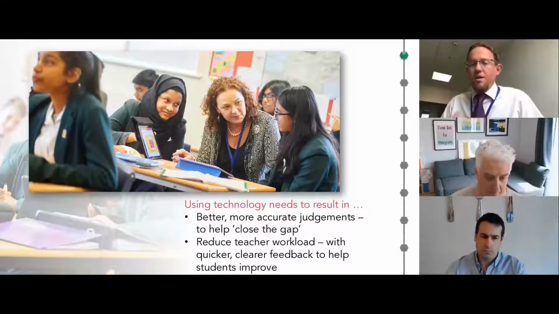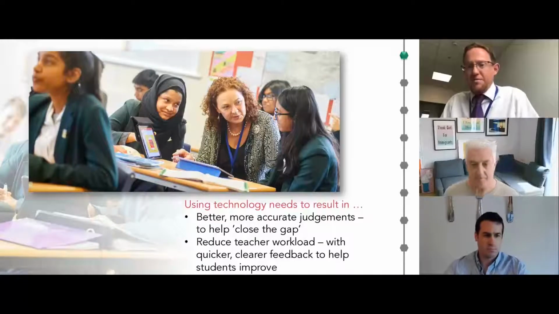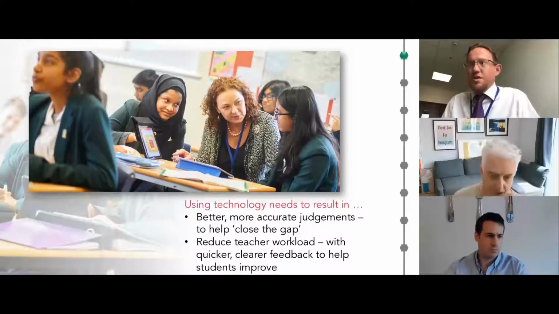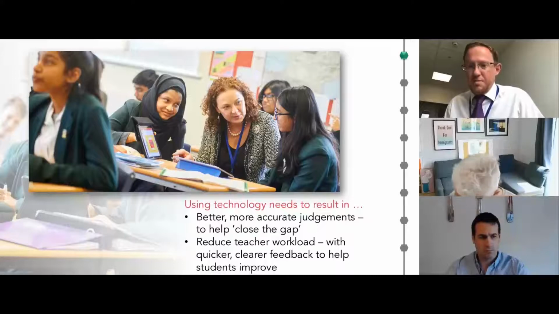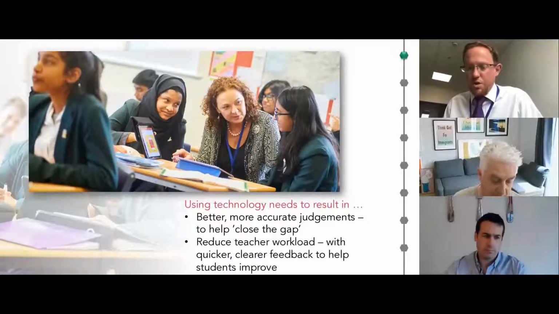We are aware of the theory that says we can make better judgments and give better feedback if we use adaptive comparative judgment, but we need it to close the gap. If we use technology to do adaptive comparative judgments, we need better, more accurate judgments, and we need the children to get better and clearer feedback, and we need to do all of that whilst reducing workload, which picks up on Peter's point there about time being an issue.